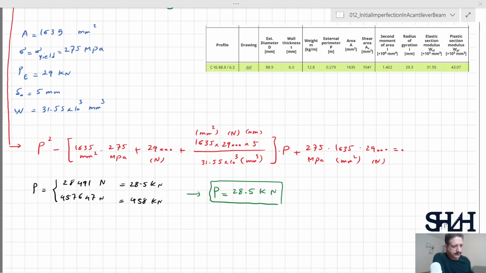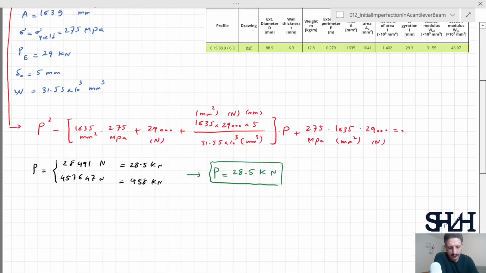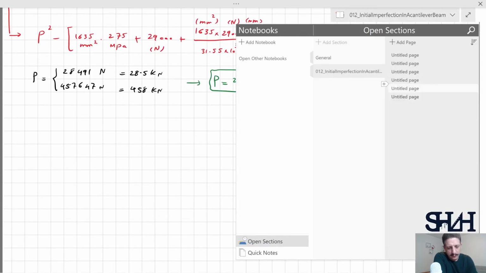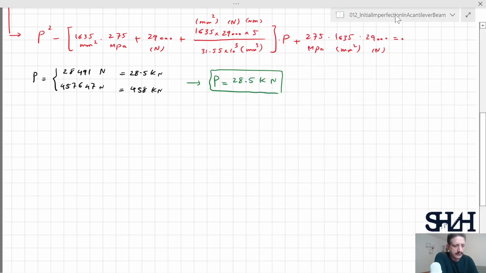Now, if we increase the delta 0, or if we increase the force, then the amplification factor will be higher. It is obvious. Now we can compare this result with, for example, Eurocode to check how it works.